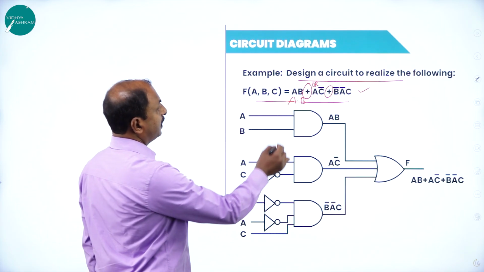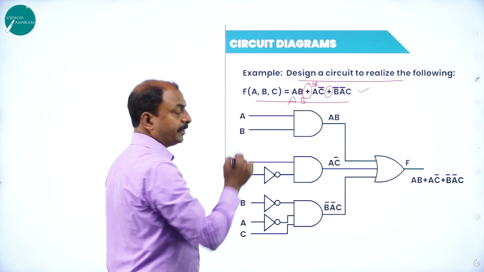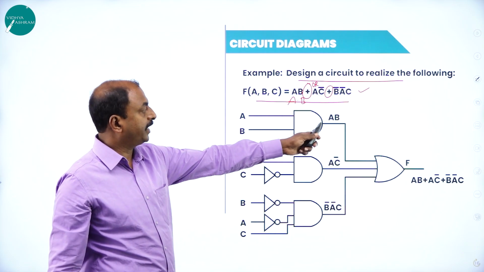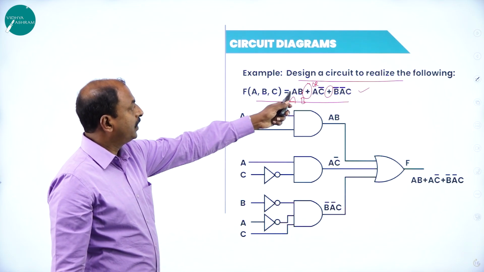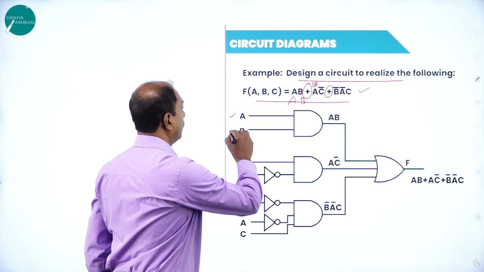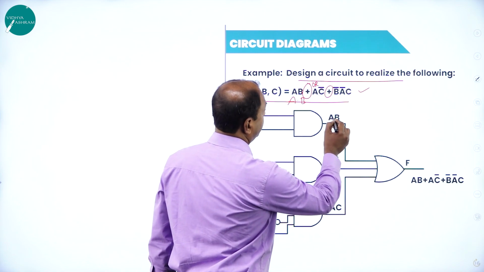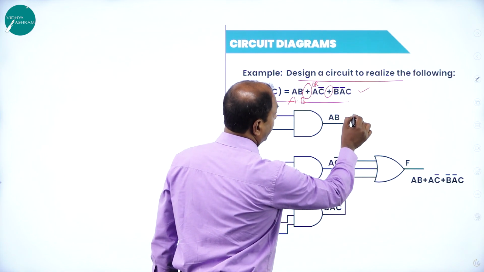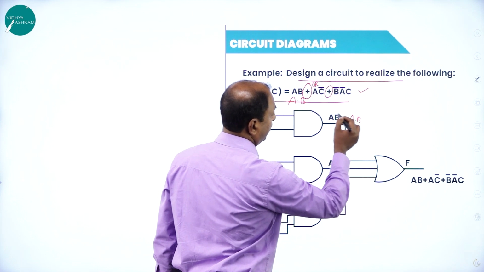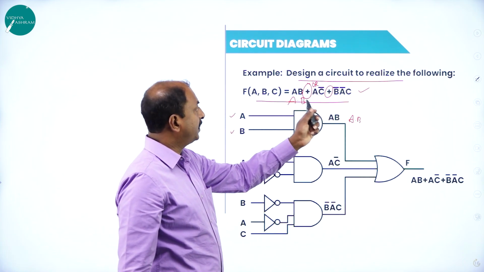So first one is A and B, as I told you. This is an AND gate, and the AND gate has A and B, two input variables. The output is always one. It is A, B, meaning A and B, as we have seen in the previous slide. So this is the output of this.